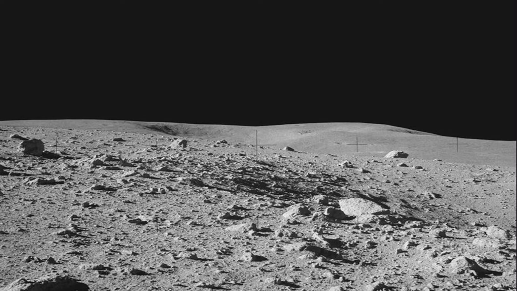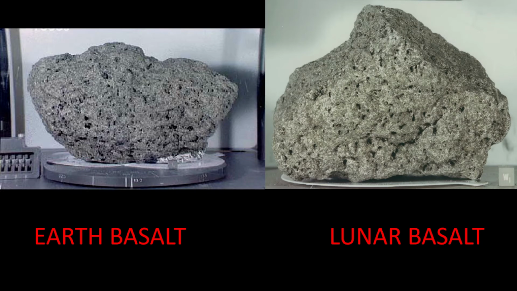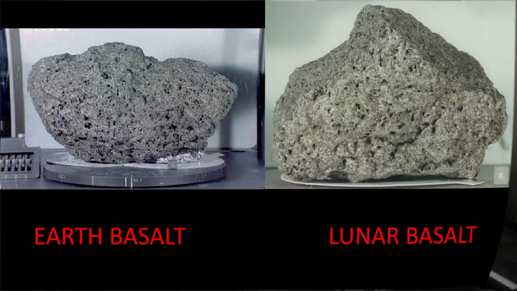Almost all of the rocks at the lunar surface are igneous. They are formed from the cooling of lava. There is an abundance of basalt on the surface of the Moon. As previously stated, I will be looking at dating methods in another video.